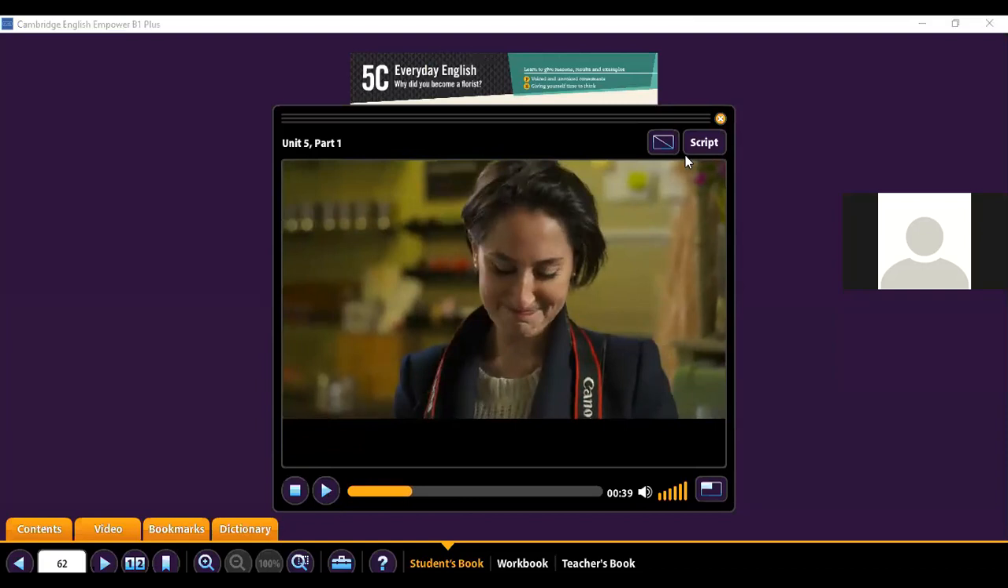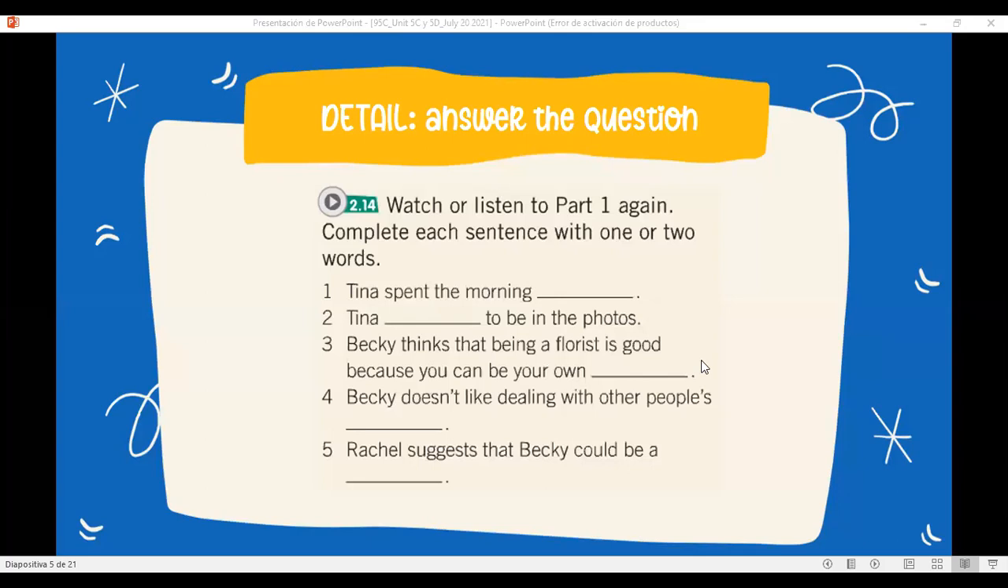So, again, what happens with Tina and the pictures? Does she like to be in pictures or what? She doesn't want to be in the photos. Exactly, she doesn't want, right? Here we have, she was cleaning up, and in number 2, we have that she doesn't like to be in the photos, or she hates, right? Any of those works good in this one. Let's see the next one. The next one is Becky thinks that being a florist is good because you can become... Let's listen.